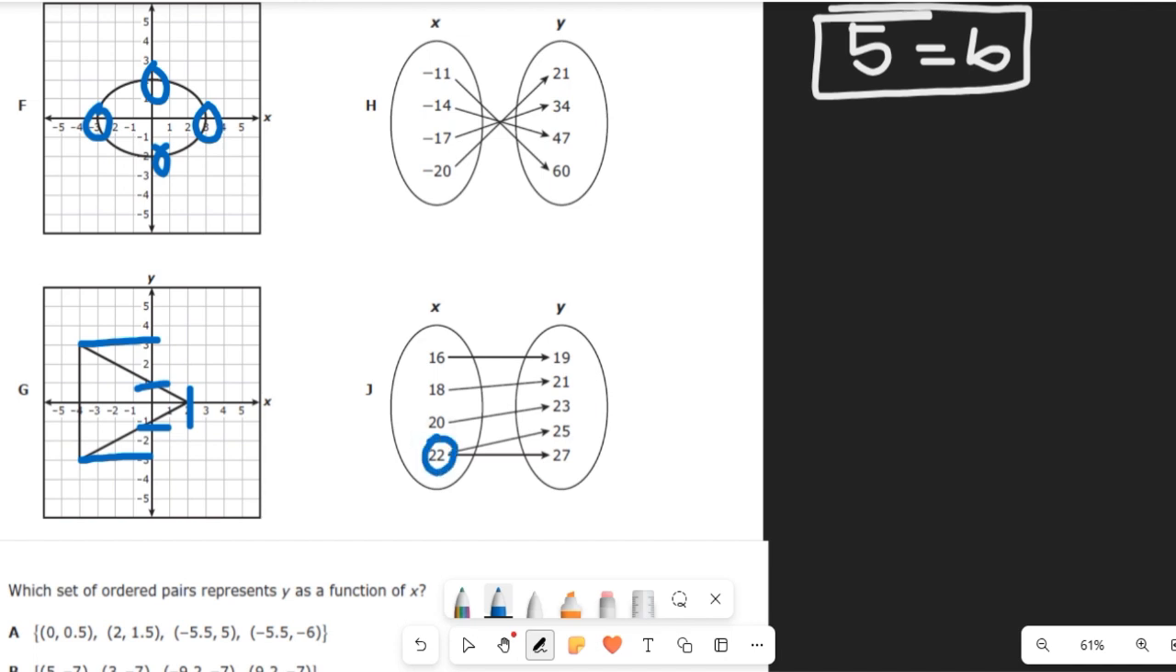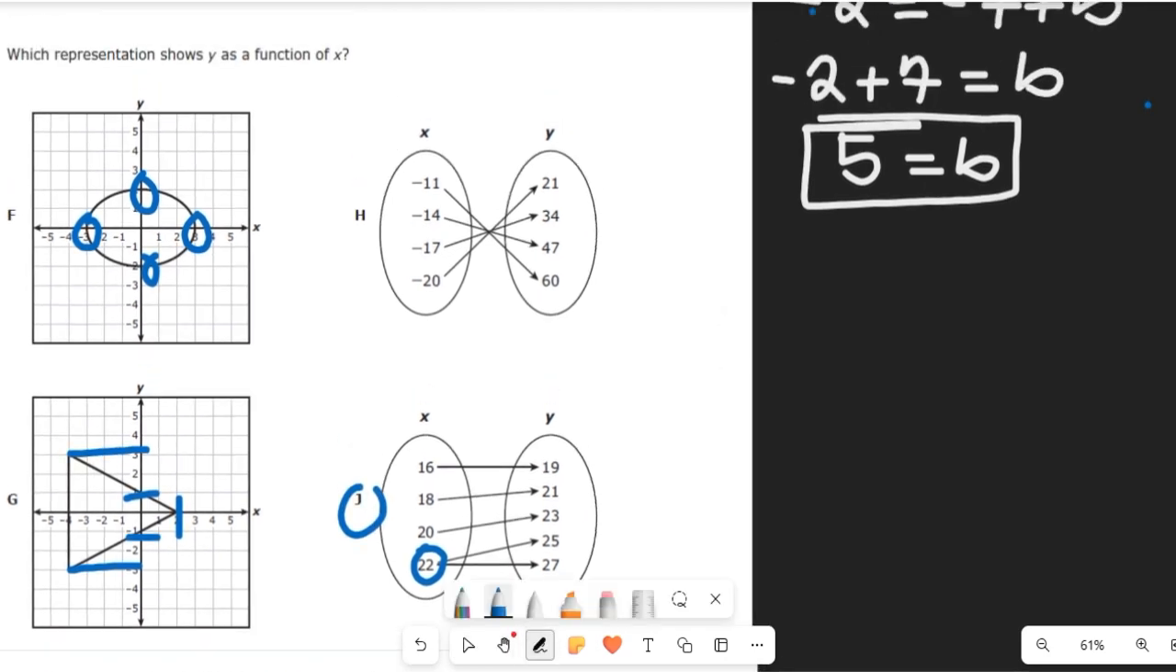22 is mapping 25 and also mapping 27. That is wrong. The rule for mapping of x to y states that for every x value, there should be exactly one y value. So this is not a function. Let's look at the next.